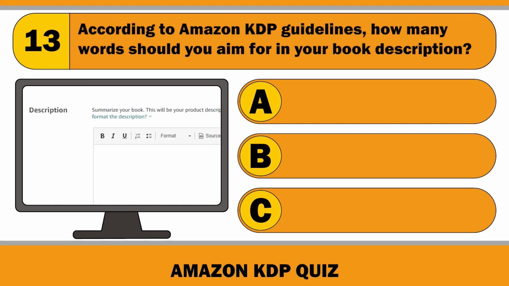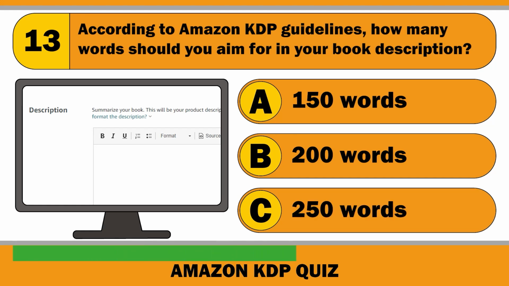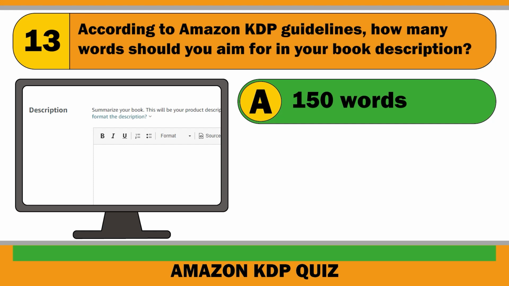According to Amazon KDP guidelines, how many words should you aim for in your book description? Should you aim for 150 words, 200 words, or 250 words? The answer is 150 words, and it's advisable to write it with simple language and easily scannable sentences.